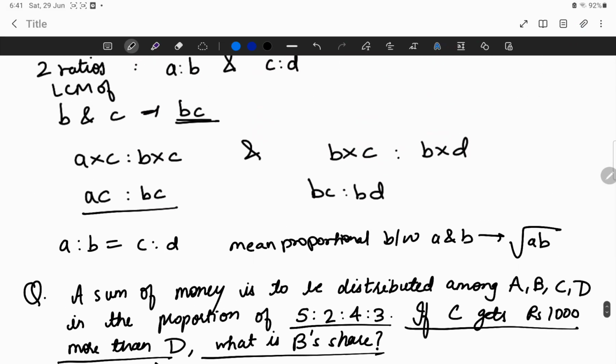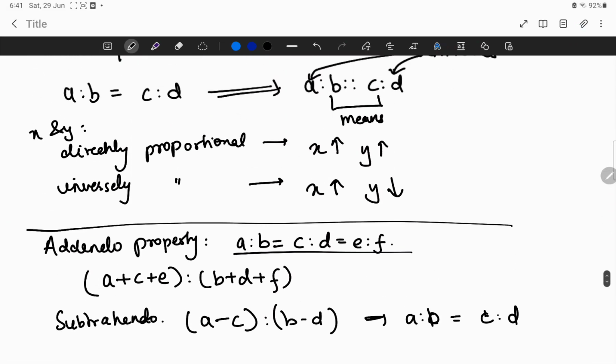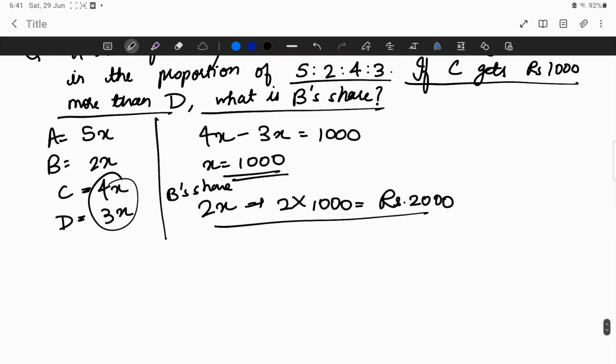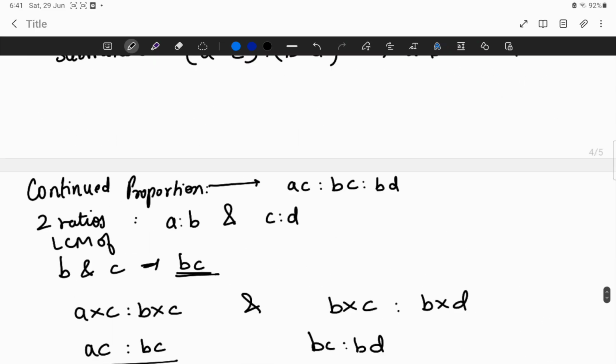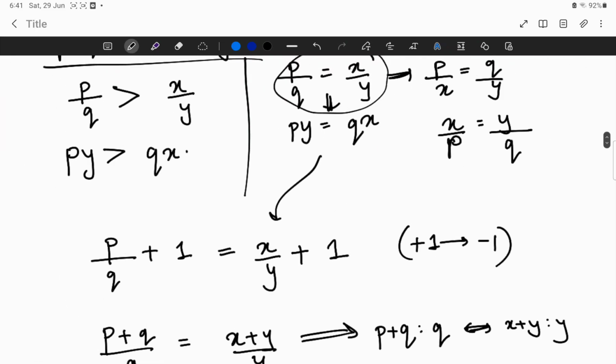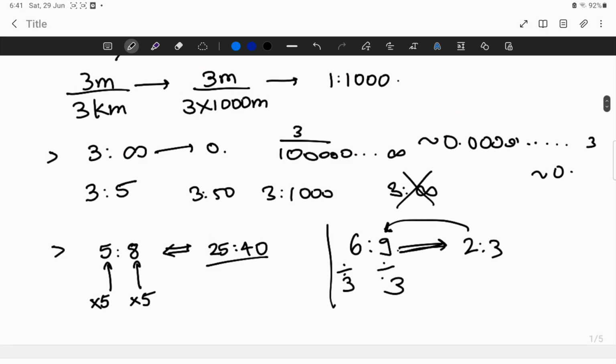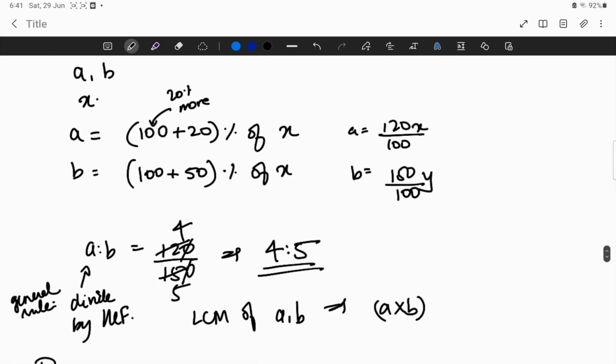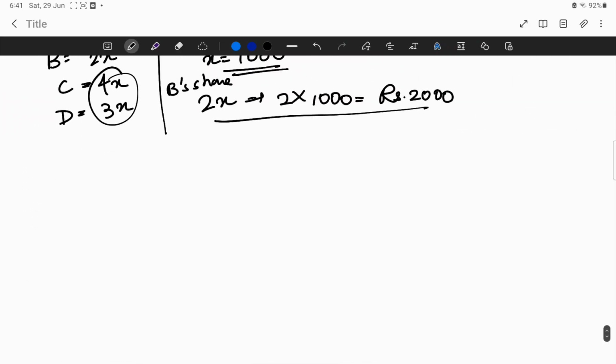One thing I forgot to mention in multiplication of ratios by a common number is that this number can never be 0. I'm just going to write that down. That is because your denominator cannot be 0 according to basic rules of math. Okay, so let's just move on to the next question here.